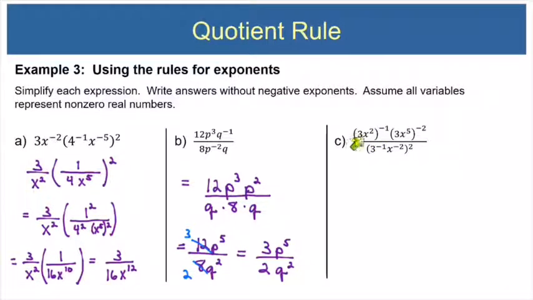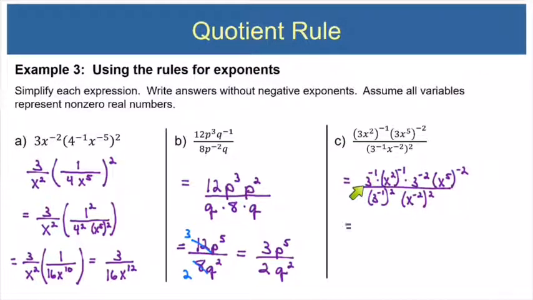Right here I have 3x squared all to the negative 1. That's going to make 3 to the negative 1 times x squared to the negative 1. And then I have 3x to the 5th all to the negative 2, which makes 3 to the negative 2 times x to the 5th to the negative 2. In the denominator, we'll apply this outside 2 to the parentheses, so we'll have 3 to the negative 1 all to the 2nd times x to the negative 2 all to the 2nd.